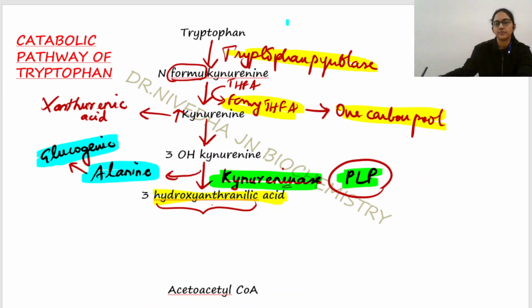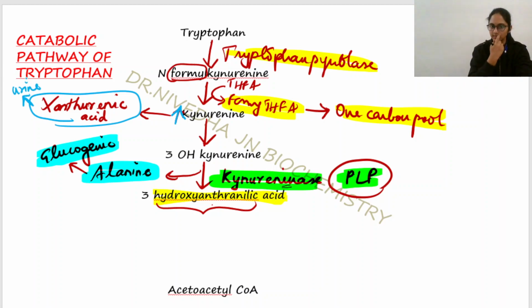Alright. Now if there is pyridoxal phosphate deficiency, there is niacin deficiency, because 3-hydroxyanthranilic acid is necessary for forming niacin. So if that pyridoxal phosphate is deficient, kynurenine gets increased in circulation. It forms xanthurenic acid, which is excreted in the urine. Yes, now do you understand these points?